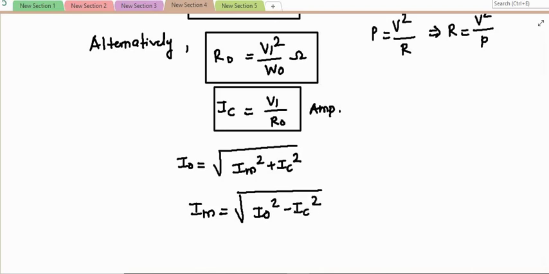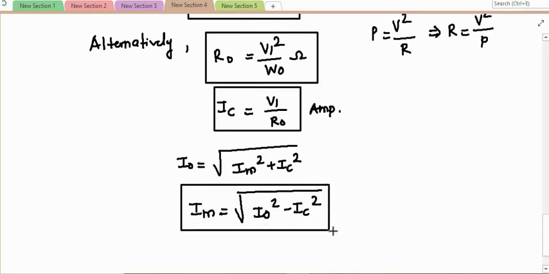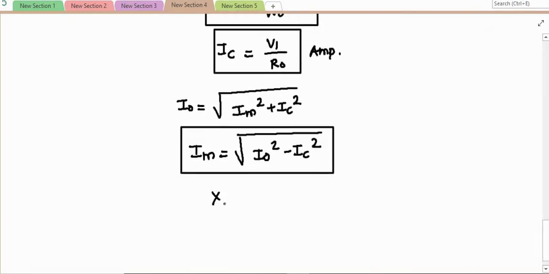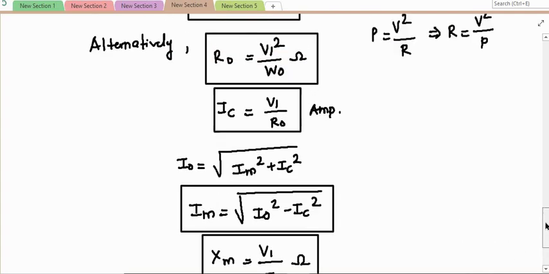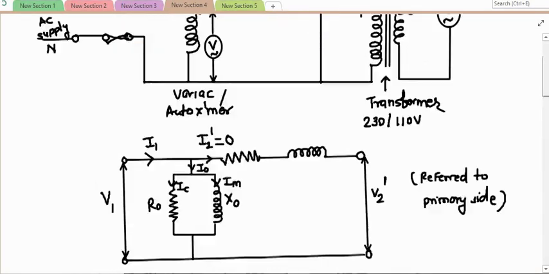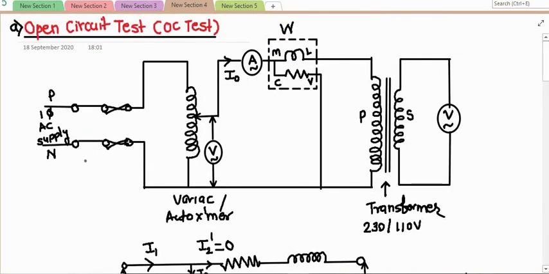Right? After finding out IC, we can find out the Xm. What is Xm? It will be nothing but V1 upon Im. So you can use any method for finding out the parameters of the shunt circuit by using the open circuit test data. I hope all of you understood the open circuit test.